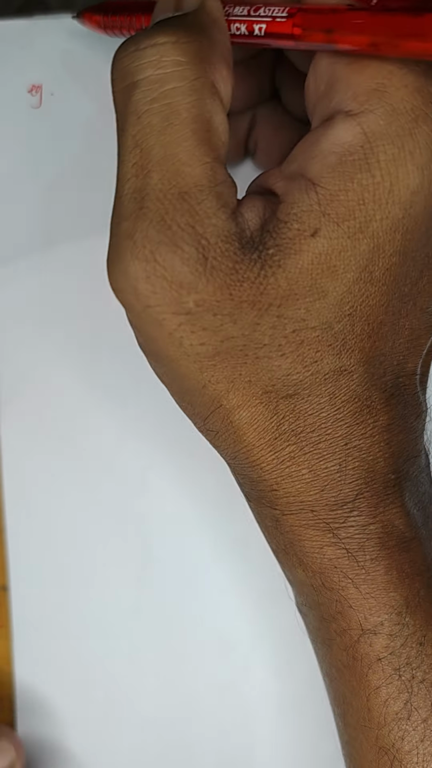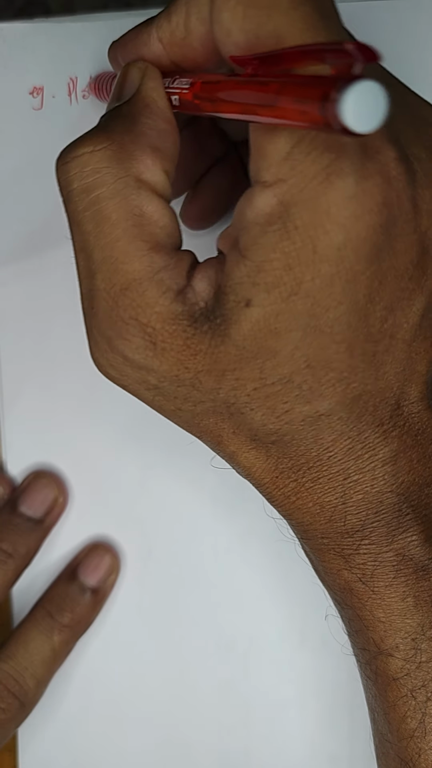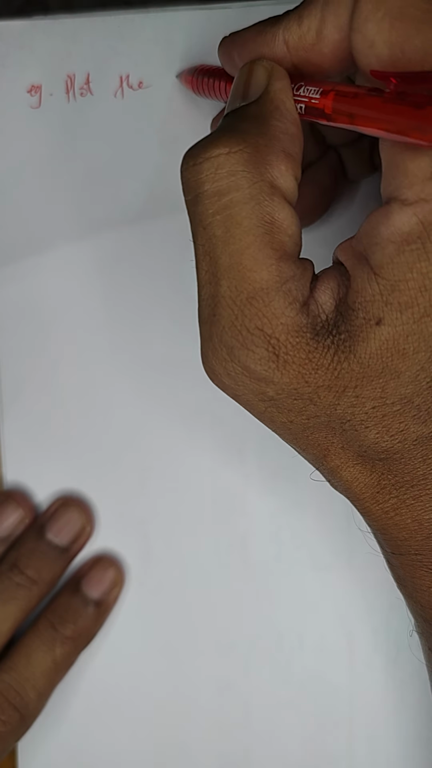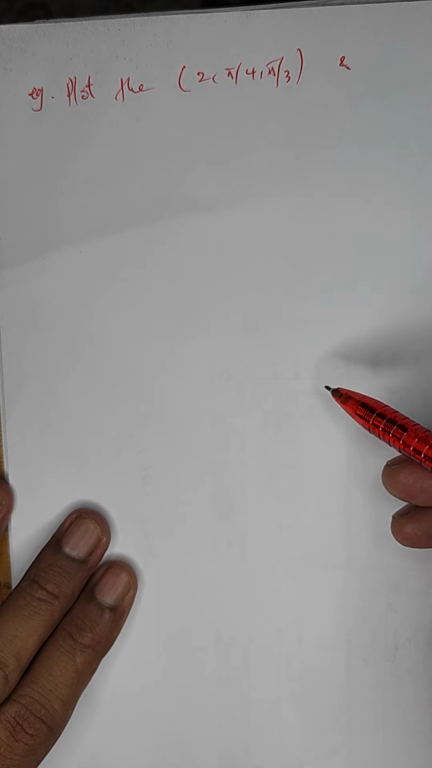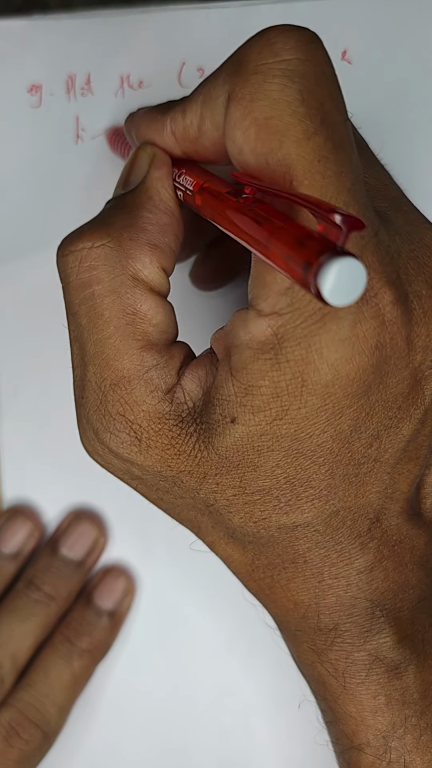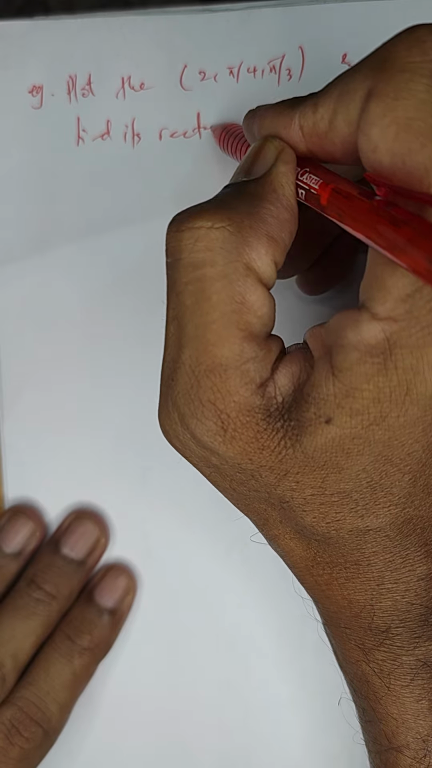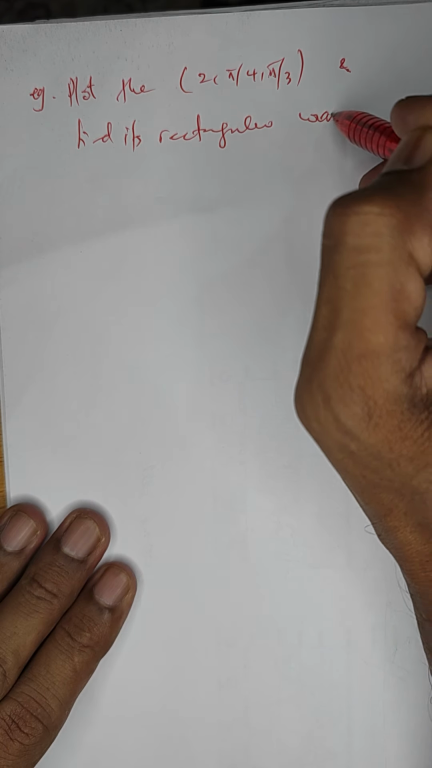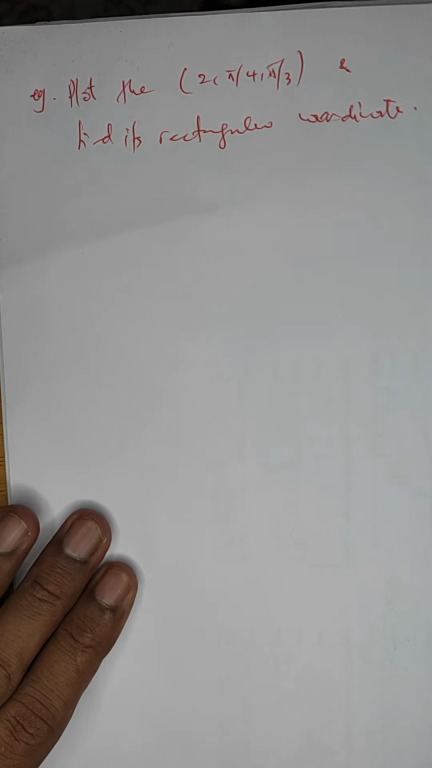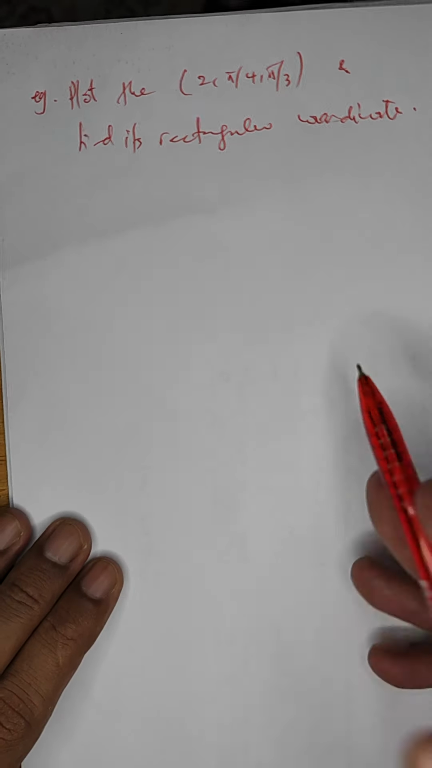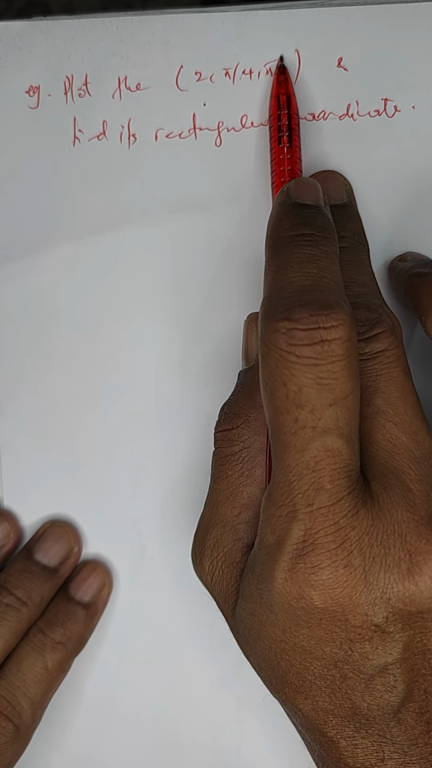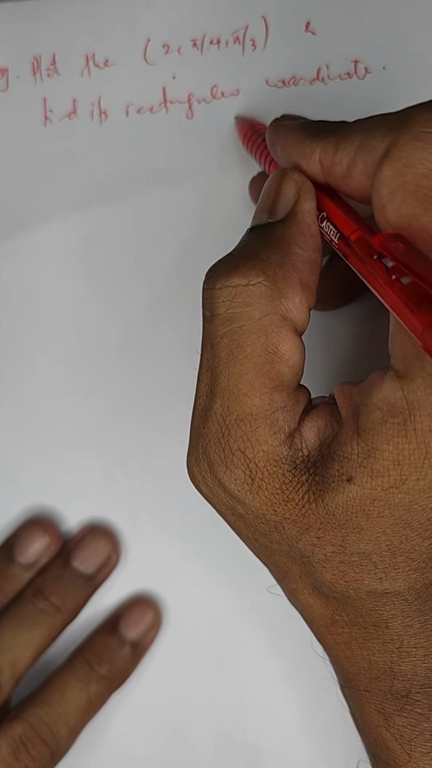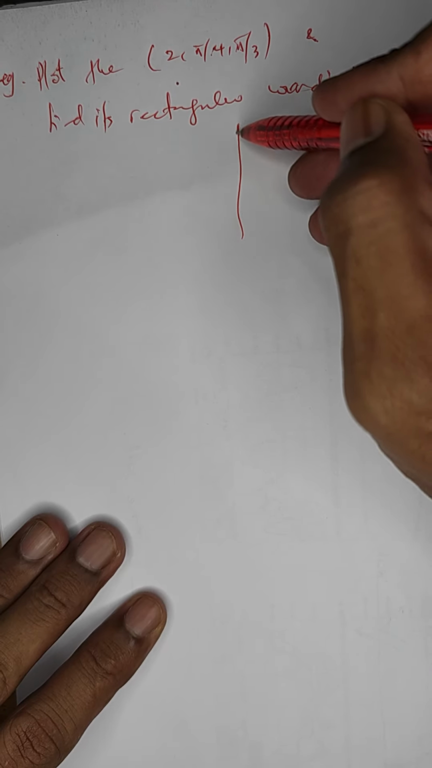First example: plot the point (2, pi over 4, pi over 3) and find its rectangular coordinates. So we want to find x, y, z. Plotting is not difficult. Theta is in the first quadrant, and phi is also in the first quadrant. Let's make a straight line.